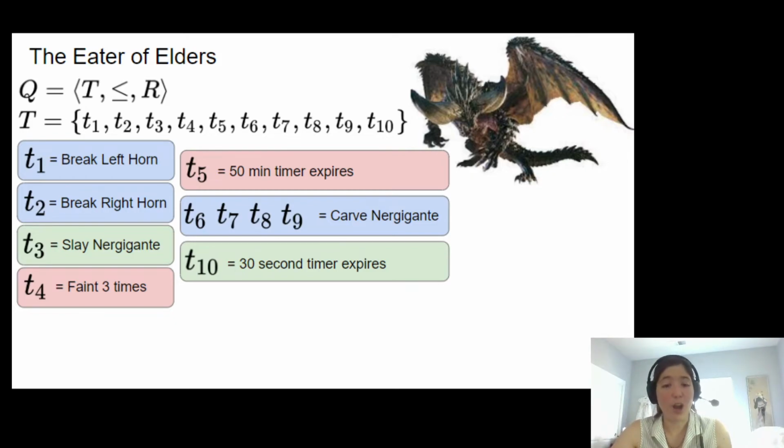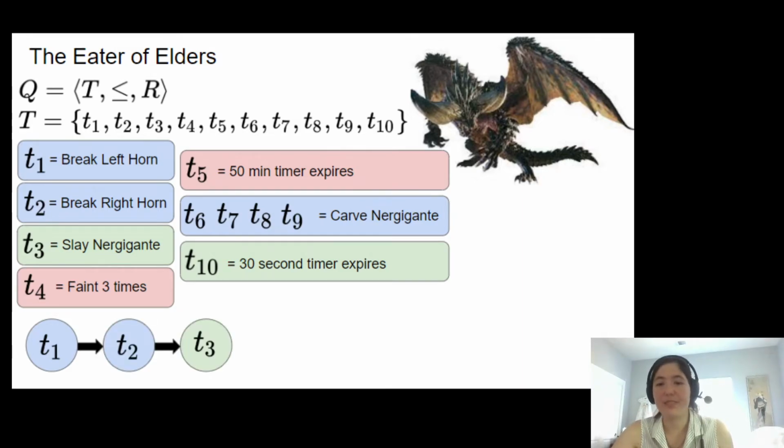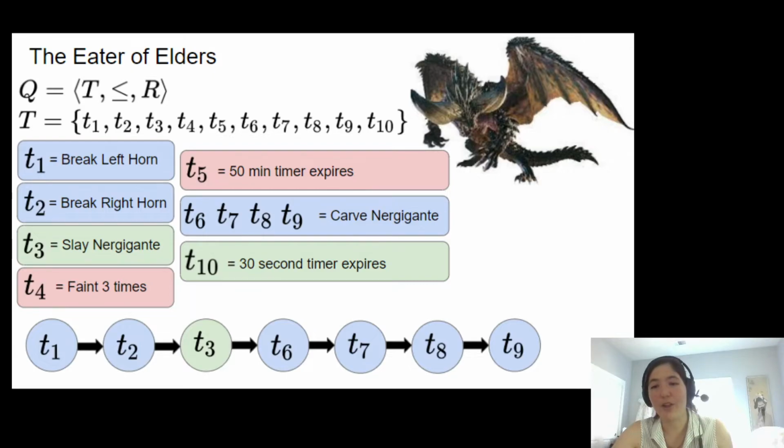Given the fact that there are optional tasks in this quest, I want to just discuss a single way that a player could actually complete these tasks. So this is not going to be representative of every possible way that a player could complete. We're going to say that our player completes T1, then they complete T2, then they complete T3, then they complete all of their carving tasks, and lastly they finish out the 30-second timer.